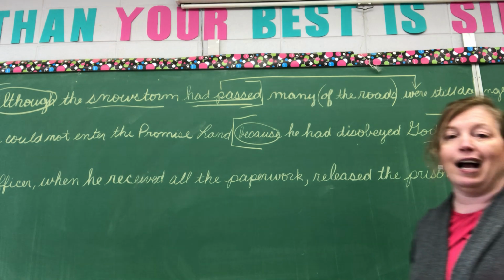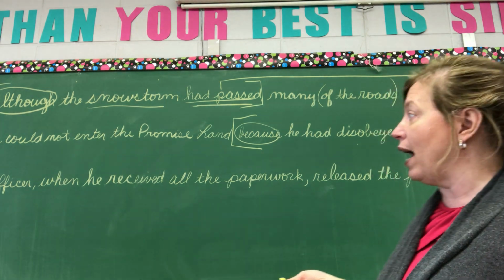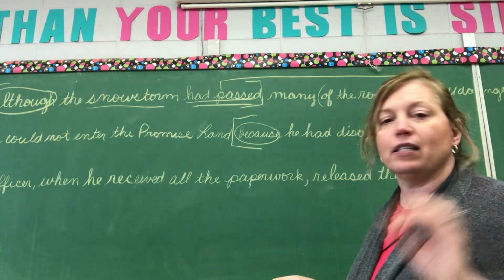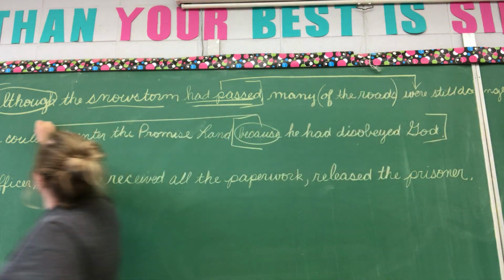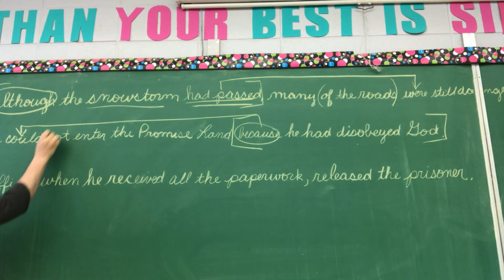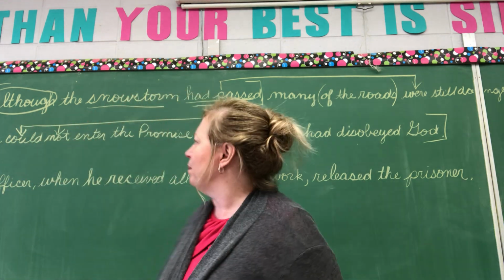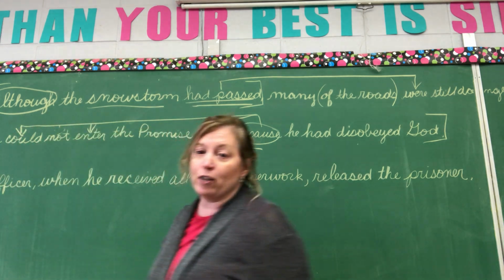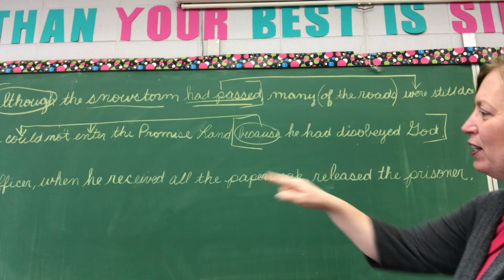What does because he had disobeyed God tell us? It tells us why he could not enter. And remember, the word not is not part of our verb. It's an adverb. So when we draw our arrow, we're going to draw an arrow to could and to enter. Do not put it on the word not. Sorry about that, guys.